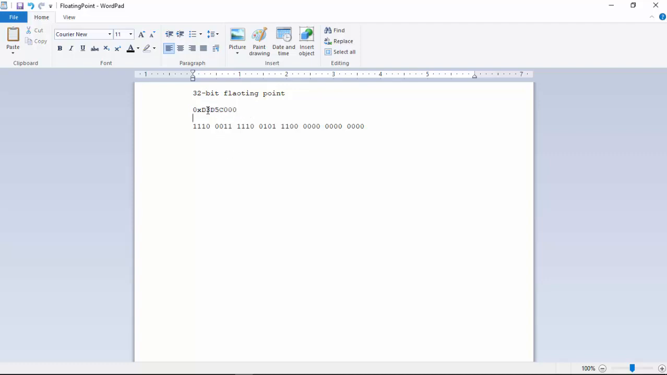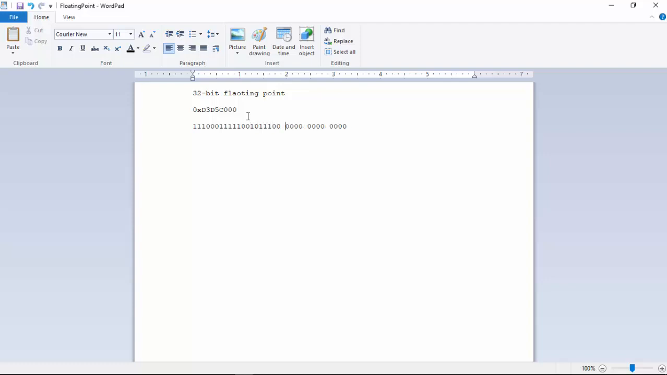So if we convert this into a 32-bit pattern, it will be something like this: 1110. 1110 is basically 8 plus 4, 12, plus 2, 14. 14 is D, since 10 is A, 11 is B, 12 is C. So this is 1110, then 0011, and another 1110 is D, and then 5 is 0101, and 1100 is C, which is 12, and 00000000. So this is your 32-bit, right?